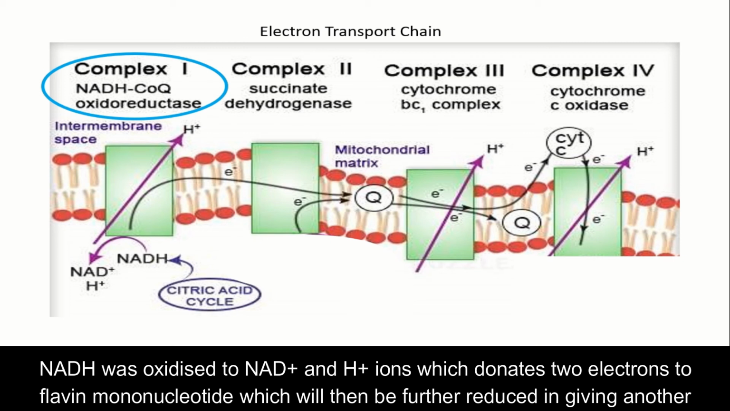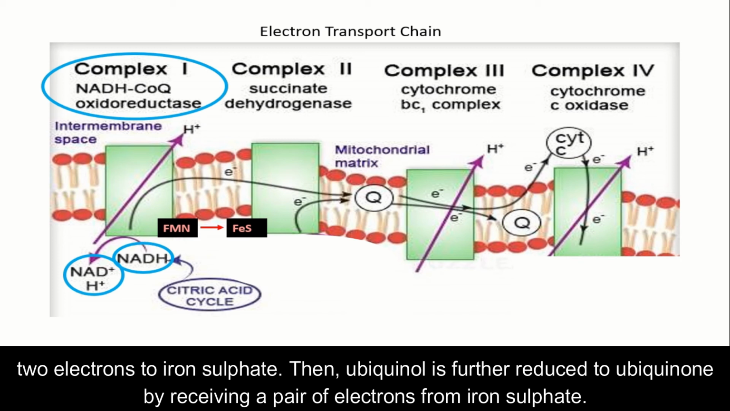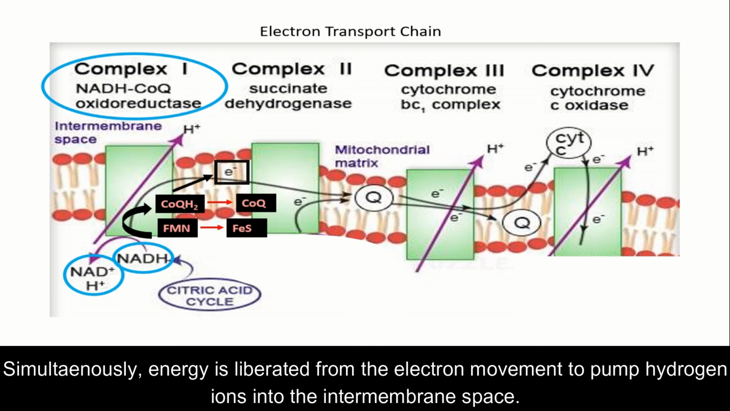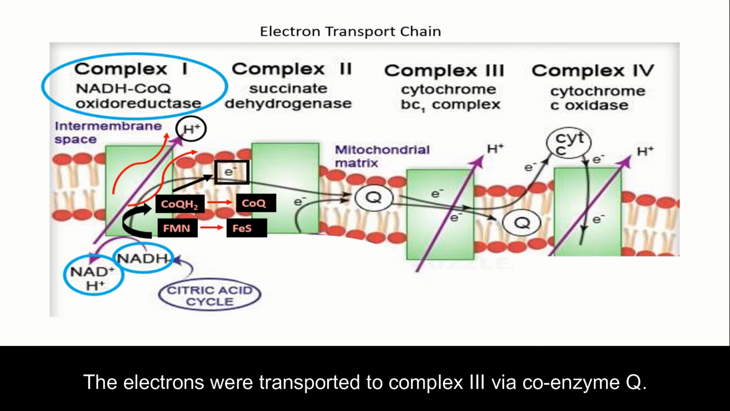NADH is oxidized to NAD+ and H+, which donates 2 electrons to flavin mononucleotide, which will then be further reduced in giving another 2 electrons to iron sulfur. Then, ubiquinone is reduced to ubiquinol by receiving a pair of electrons from iron sulfur. Simultaneously, energy is liberated from the electron movement to pump hydrogen ions into the intermembrane space. The electrons are transported to complex 3 via coenzyme Q.